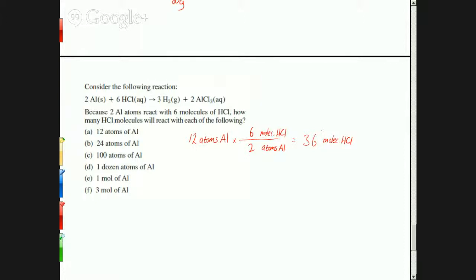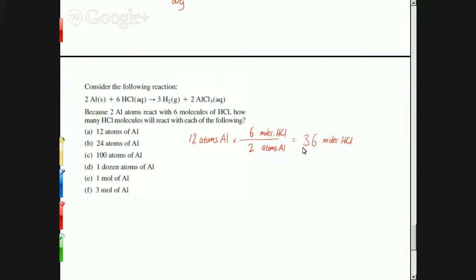All right, what if we have 24 atoms of aluminum instead? Then how many molecules of HCl do we need? 72, right. And once again, we have the same ratio. It's that 1 to 3 ratio. So 24 to 72. 72 is 3 times 24. Again, we could plug that in here and say 24 atoms of aluminum times 6 to 2 would give us 72. What about 100 atoms?